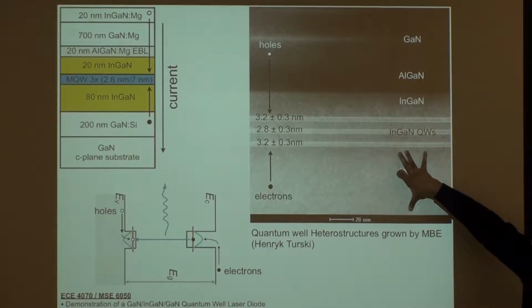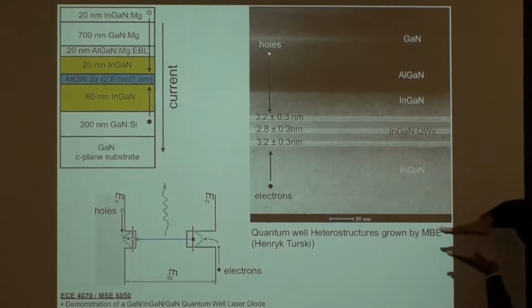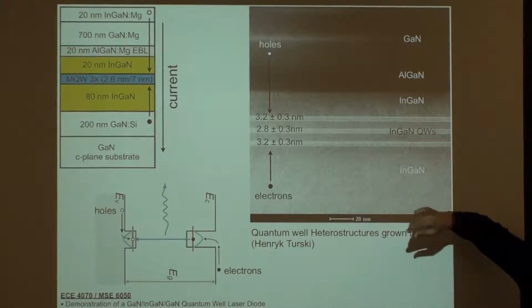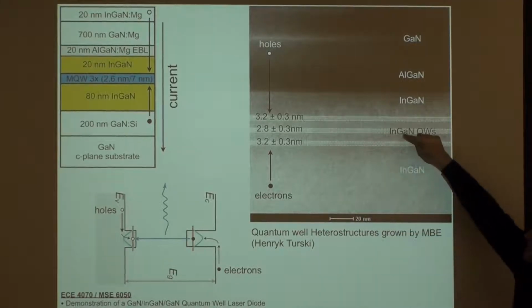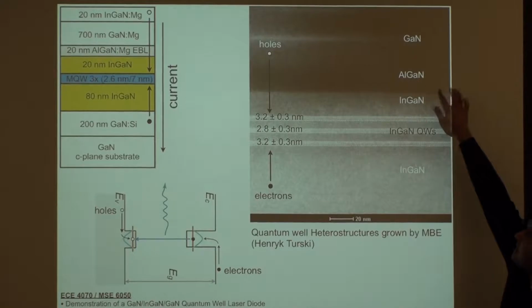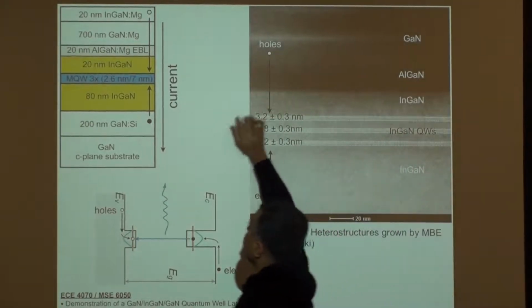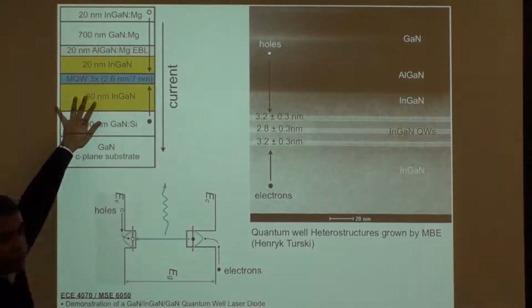He has cladding layers because he's trying to make a laser. The light, he'll make a waveguide of it and all that. But the basic idea is he has 3 quantum wells. And here he has doping. On the top, it's a magnesium doping to make it p-type.